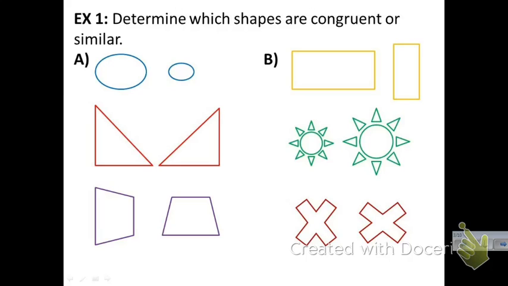So example 1 says to determine whether the shapes are congruent or similar. On the ovals, they are not the same size, so we would say they are similar. Our triangles are exactly the same shape and size, so we say they're congruent. Our trapezoids, the purple ones, are exactly the same shape and size. One is just rotated, so we say they are congruent. Our rectangles on B are the same shape, not the same size, so we say they're similar.